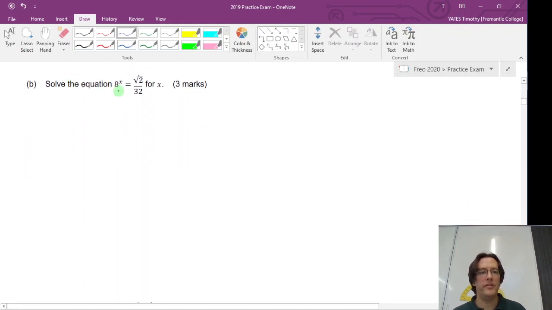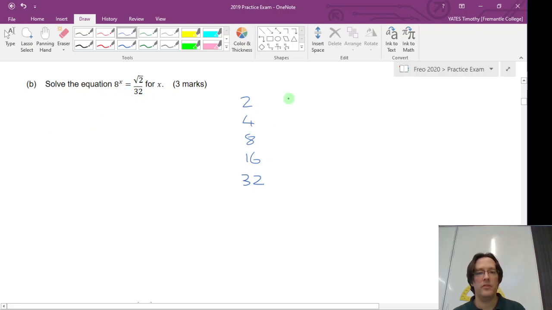Solving this equation, 8 to the power of x equals that. Now the hint we've got here, these are all powers of 2. And it may be helpful to list your powers of 2. So we've got 2, 4, 8, 16, and 32. So this is 2 to the power of 1, 2, 3, 4, and 5, which is going to be useful because we've got that 32 up there.